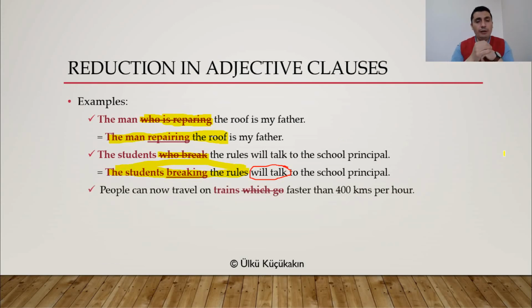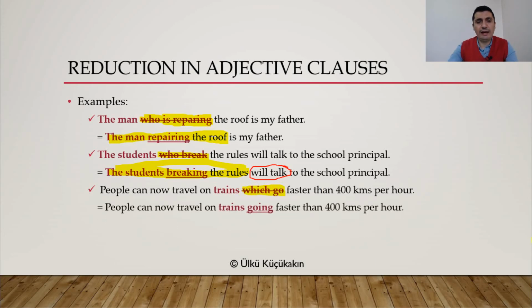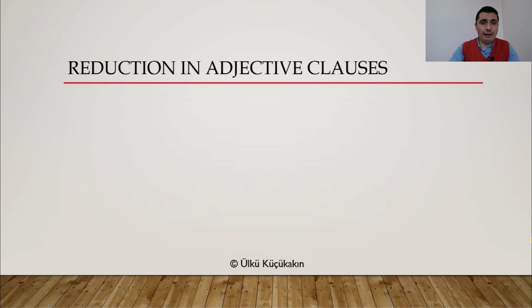Another example. People can now travel on trains which go faster than 400 kilometers per hour. Which go is which plus simple present tense. I get rid of this part. Look, this is not wrong. This is only the long version. I'm getting rid of it because it's the long version. So what I have here is: people can now travel on trains going faster than 400 kilometers per hour. I hope this is clear, everyone.